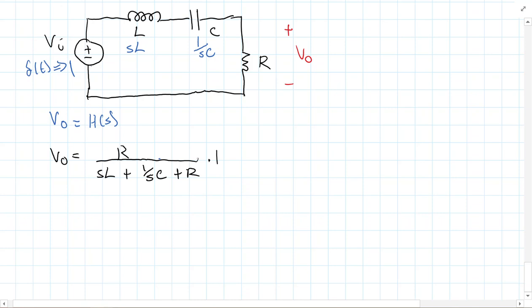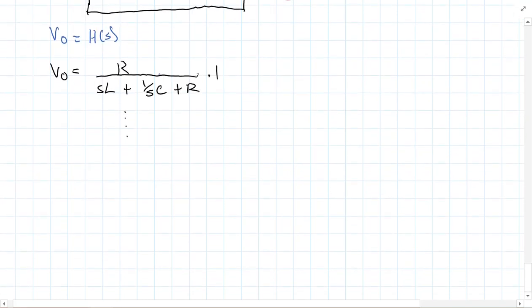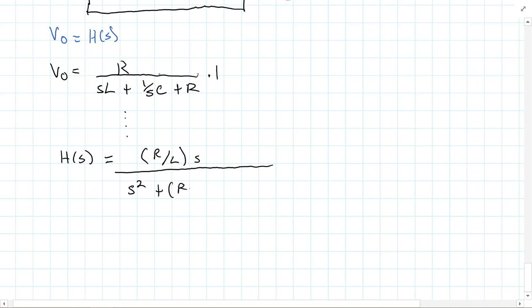Now, this isn't too hard to do the arithmetic for and clean things up. I'm going to skip all of that work here and just say it's only like 3 or 4 steps, a tiny bit of algebra, and we get a transfer function that is equal to R divided by L times S, divided by S squared plus R over L S plus 1 over LC.